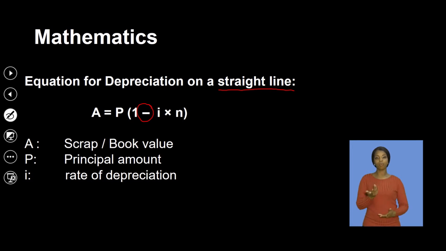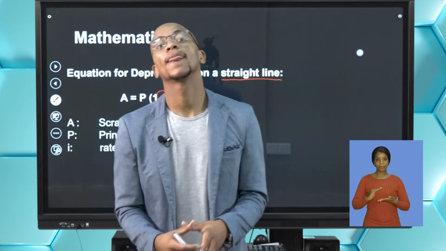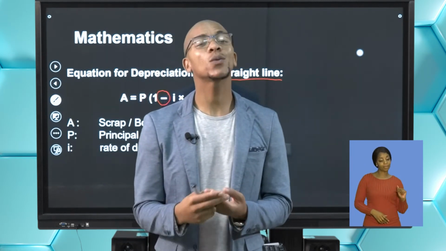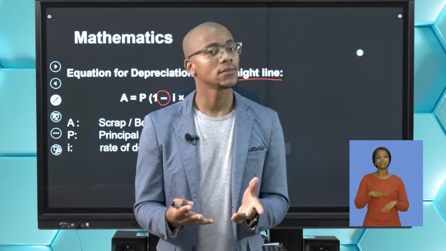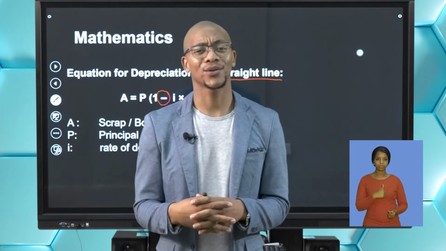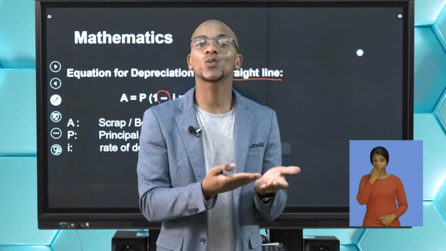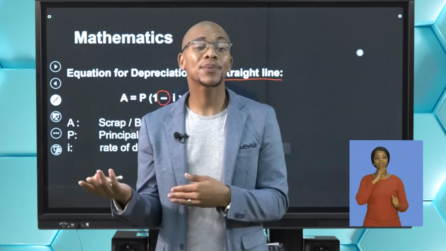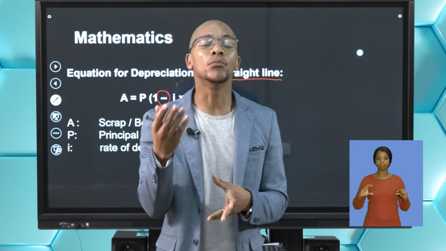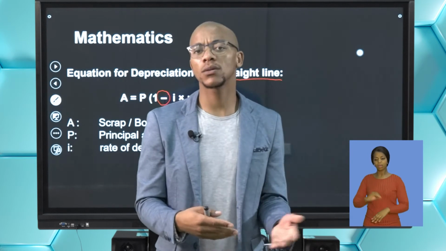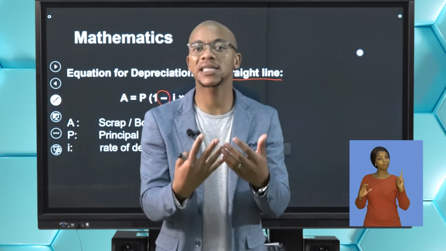Now, what I want you to think about there, guys, is between the A and the P, which one will be more than the other? Let me just give you a minute to think about that. So clearly you know that it will be the A that will be less than the P. So meaning the principal amount will be a bit more, or actually way more than the A, because the A will be, as it is even saying, scrap value.